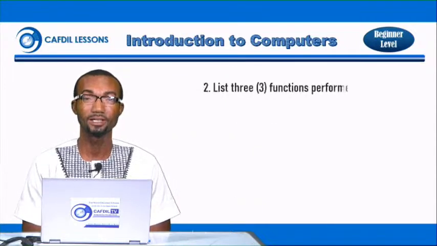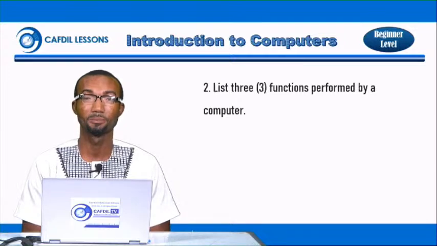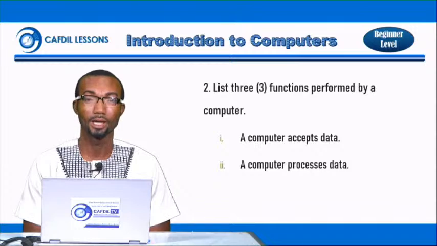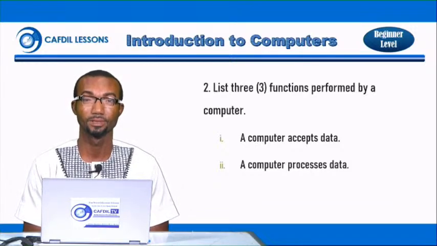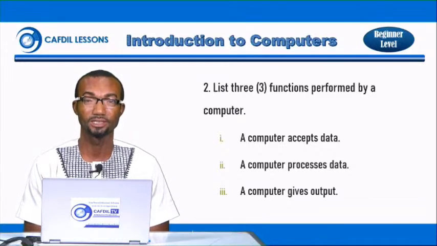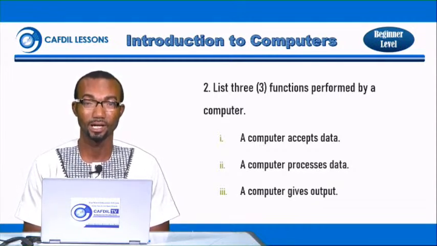The next question, list 3 functions performed by a computer. 1. A computer accepts data. 2. A computer processes data. And then 3. A computer gives output. So the 3 functions performed by a computer: a computer accepts data, a computer processes data, and a computer gives output.